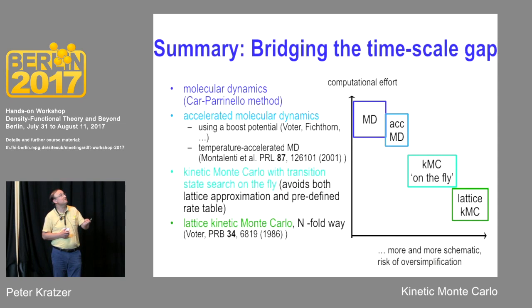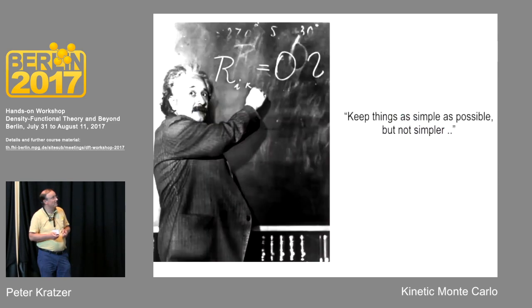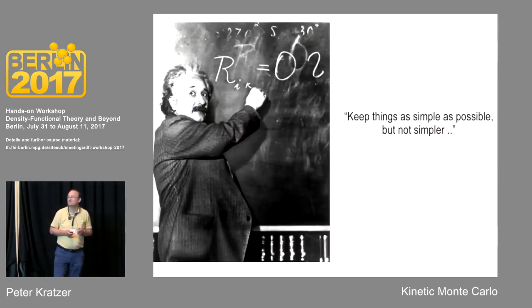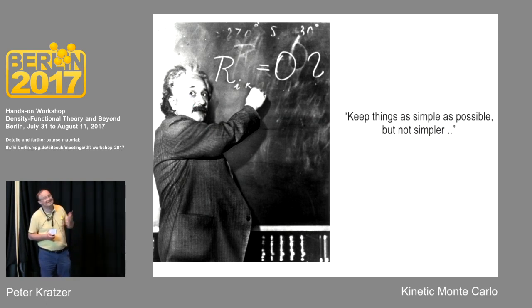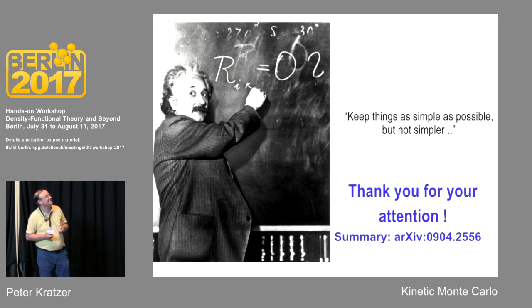Some methods are intermediate. So essentially, it's a trade-off between computational effort, where MD is highest, and the risk of oversimplification or the risk of omitting something important, which is clearly there in these lattice methods. But still, for many cases, like what we saw for gallium arsenide, such a lattice KMC with the n-fold way is a very attractive method and can give you important insights. So I would say you should keep things as simple as possible, but not more simple. And this is a quotation by Albert Einstein.